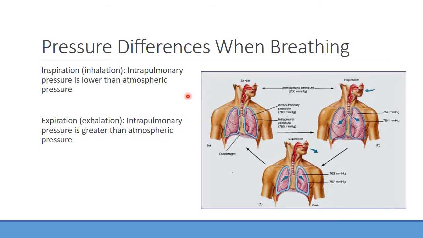Okay. So again, inspiration is going to be inhalation. Basically, you're lowering the intrapulmonary pressure. It's going to be lower than the atmospheric pressure. So by lowering that, the air is going to flow from an area of high pressure to low pressure. That's why it's drawing air into the lungs. And then during expiration or exhalation, intrapulmonary pressure is going to be greater than atmospheric pressure. What do you think are the muscles that cause expiration to occur?